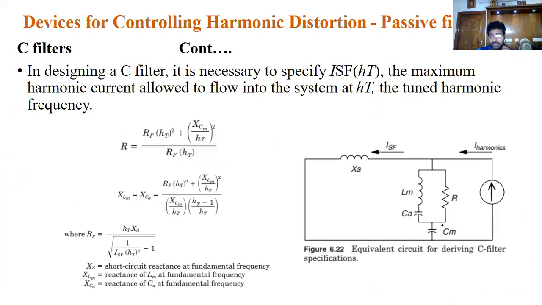See this filter. We can draw the equivalent circuit for the C-type filter. We can add this load, the non-linear load or harmonic load, so it can inject harmonic currents into the system. So this is the filter. So this is the PCC.